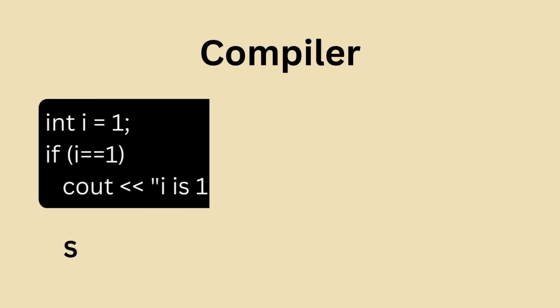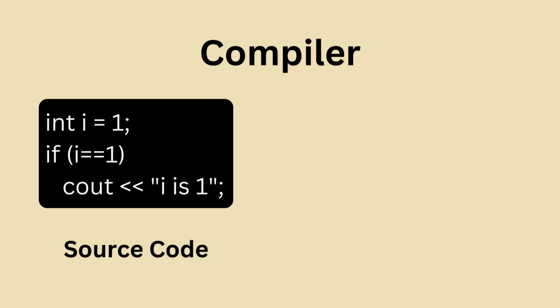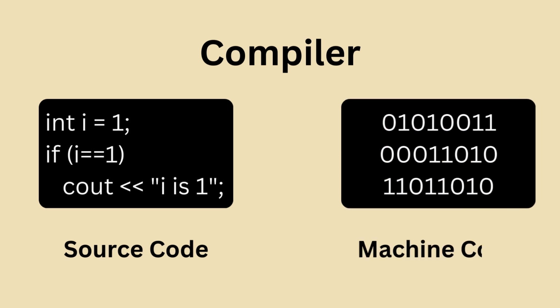To understand what the compiler does, we first need to know that a computer cannot understand code written by humans, also known as source code. While you and I can understand this, it first needs to be translated into a sequence of zeros and ones, known as machine code, before the computer can make any sense of it. That's where the compiler comes in. It translates the code from source code to machine code.